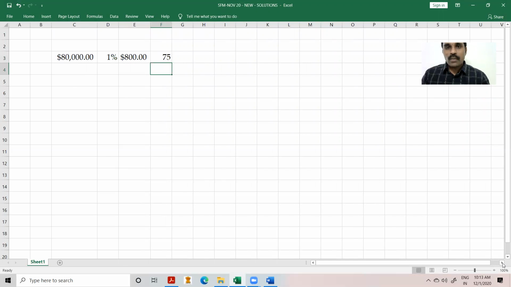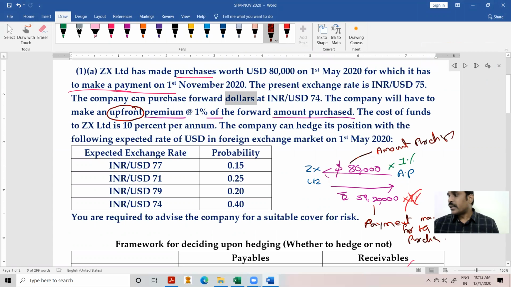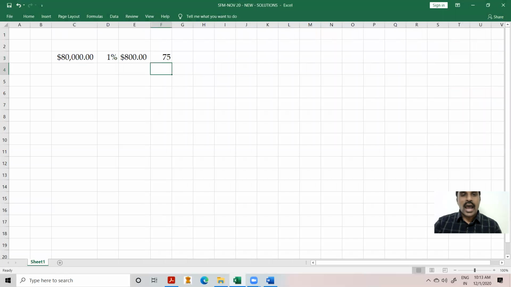This forward premium has to be paid upfront. That means today, that is at 75 rupees. INR by 70. I have to pay $800 to the banker, but I don't have $800. So therefore, I have to purchase. I have to convert at 75. So therefore, the upfront premium will be 60,000.